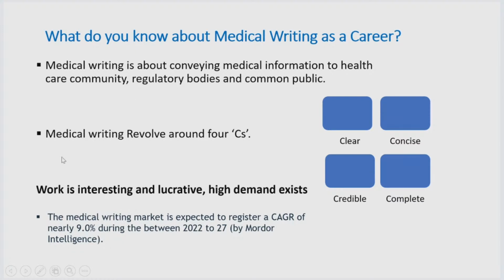So a medical writer should be writing clearly, which is easily understandable and concise. It should not be like literature, where you are putting your thoughts. It should be evidence based, concise and credible. Like if you're writing 90%, from where has that 90% come, right? And it should be complete. The sentence should not be incomplete. So these are the four C's of medical writing.